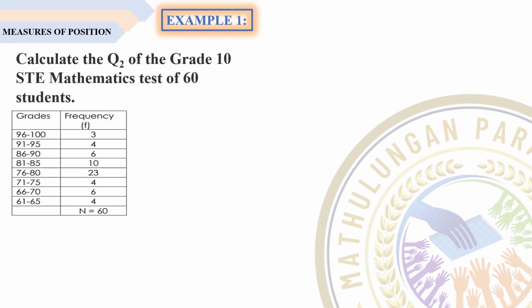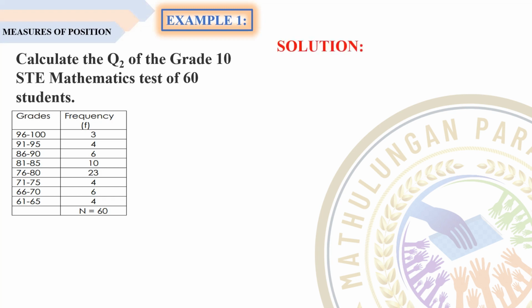Let us have our example number 1. Calculate the quartile 2 of the grade 10 STE Mathematics test of 60 students, wherein the table is presented on the screen. So the grades and the frequency: 96 to 100, 3; 91 to 95 is 4; 86 to 90, 8 (as transcribed 96), 81 to 85 is 10; 76 to 80 is 23; 71 to 75, there are 4; 66 to 70, there are 6; 61 to 65, there are 4; and the total n is equal to 60.